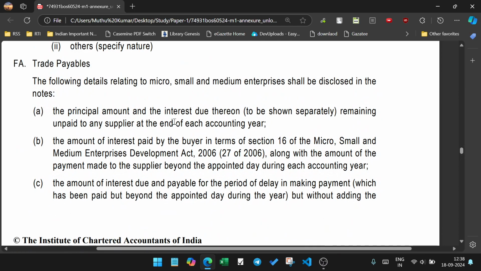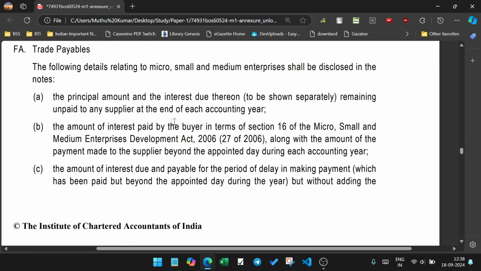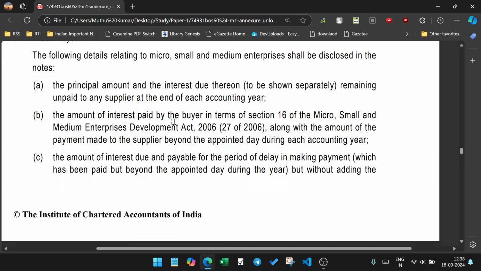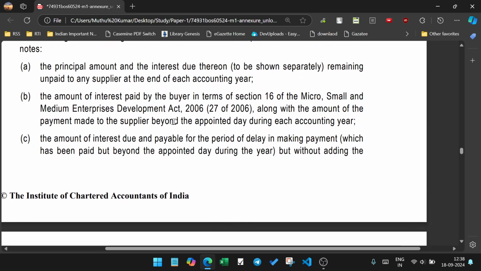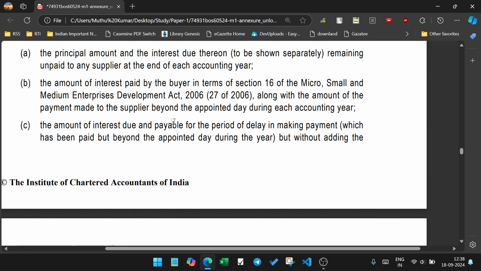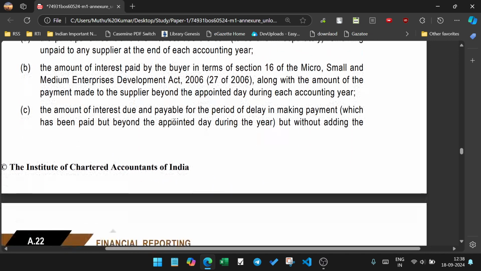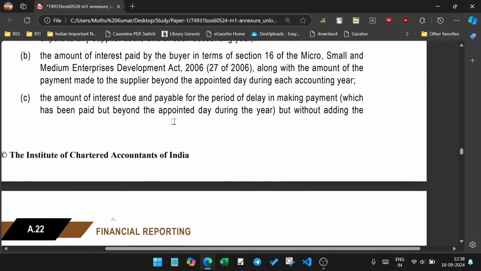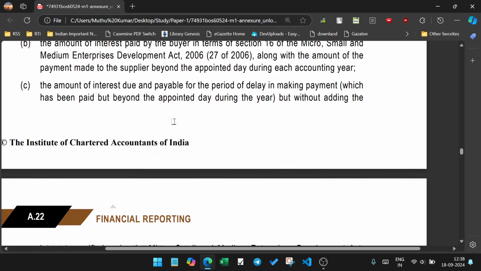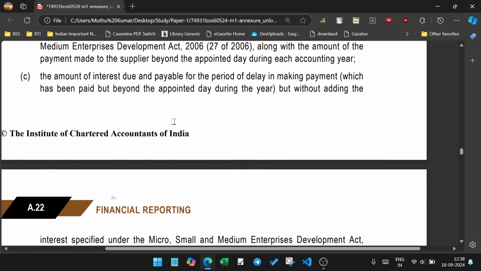Trade payables: the following details relating to micro, small and medium enterprises shall be disclosed, where the principal amount and the interest therein are shown separately, remaining unpaid to the supplier at the end of each accounting period. The amount of interest paid by the buyer in terms of Section 16 of the Micro, Small and Medium Enterprises Development Act 2006, along with the amount of payment made to the supplier beyond the appointed date during each accounting year.